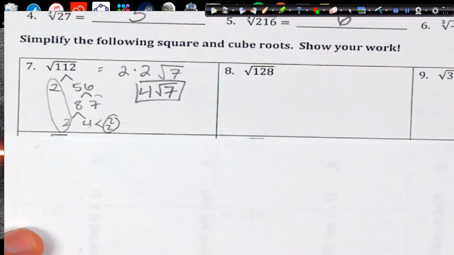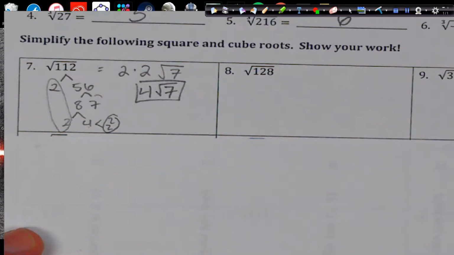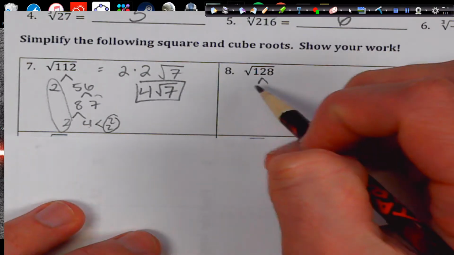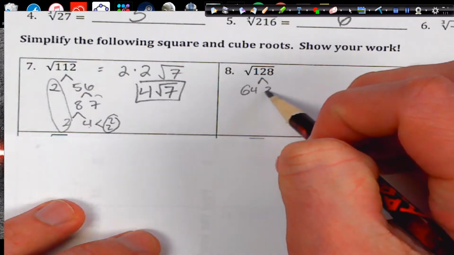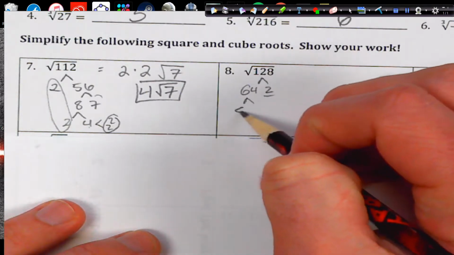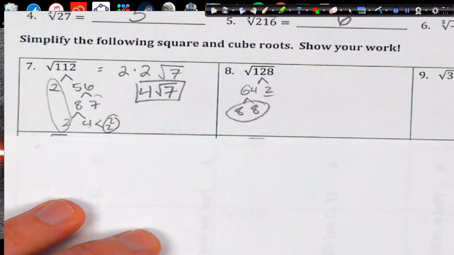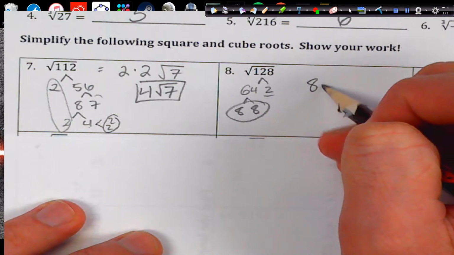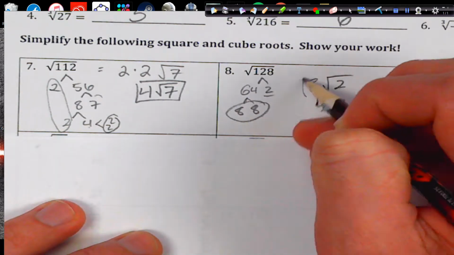Okay? Next, we're going to do 128. We did this one in class. I'm going to go a little bit faster. This was in our notes. But 64 divided by 2. And then this is 8 times 8. And since we have the same numbers, those get to break out of jail. And we're left over with the 2 staying in jail.